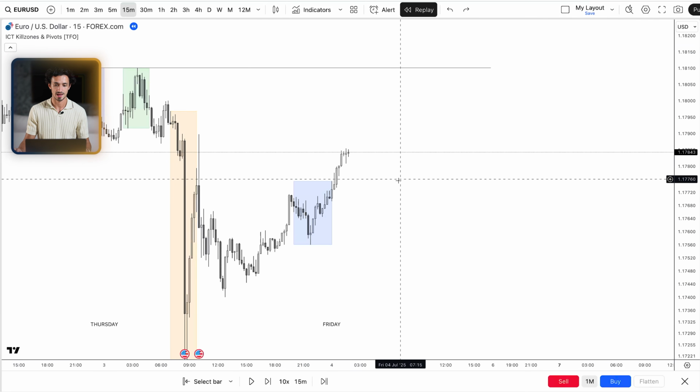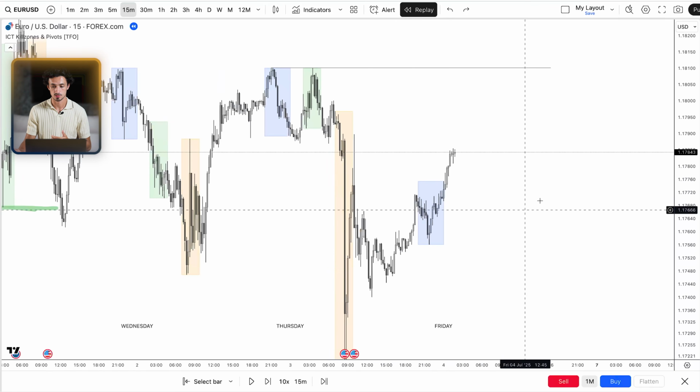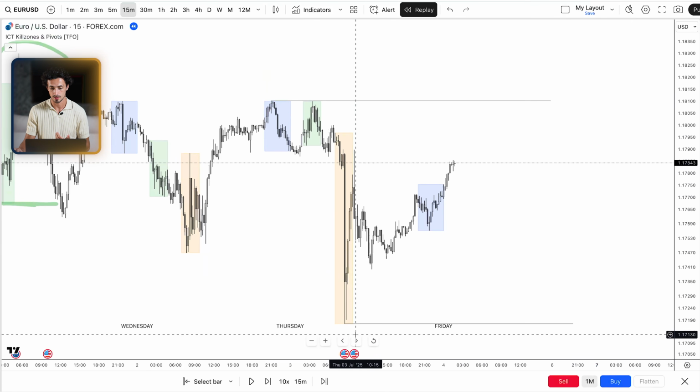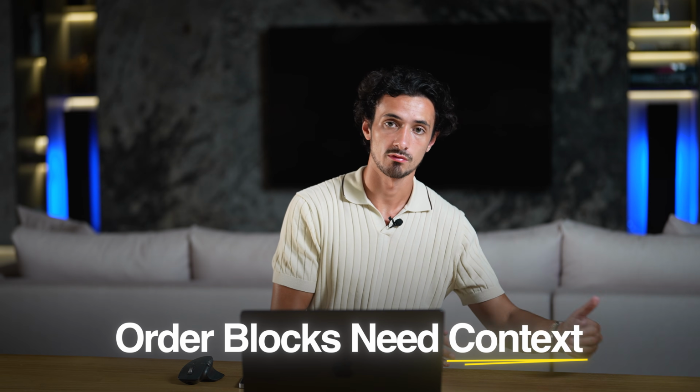As London is about to open, it's 1:45 a.m., London opens at 2 a.m., I'm just waiting for confirmation that the market is going to reverse because I'm already expecting lower prices. Again, this is the biggest mistake that I think traders are making with order blocks. Order blocks need context. You need to be trading in alignment with the overall direction of price. When you do that, the order blocks that you select are much higher probability.